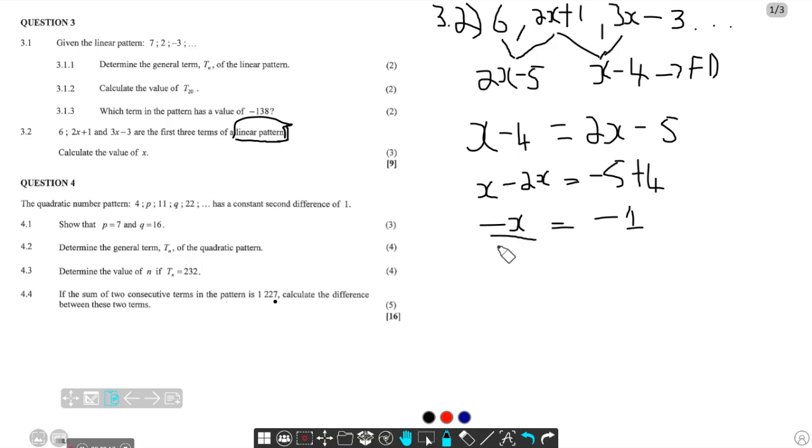Then since we're solving for x, you're going to divide by negative 1. Don't forget there's an invisible 1. The coefficient of x is an invisible 1. So negative into negative gives us a positive. So therefore, x is equals to negative into negative, positive 1 divided by 1 is equals to 1. Right? We have found x. So now if you want to, you can substitute wherever you see x, you put in 1, and then you're going to have a nice clean number pattern.